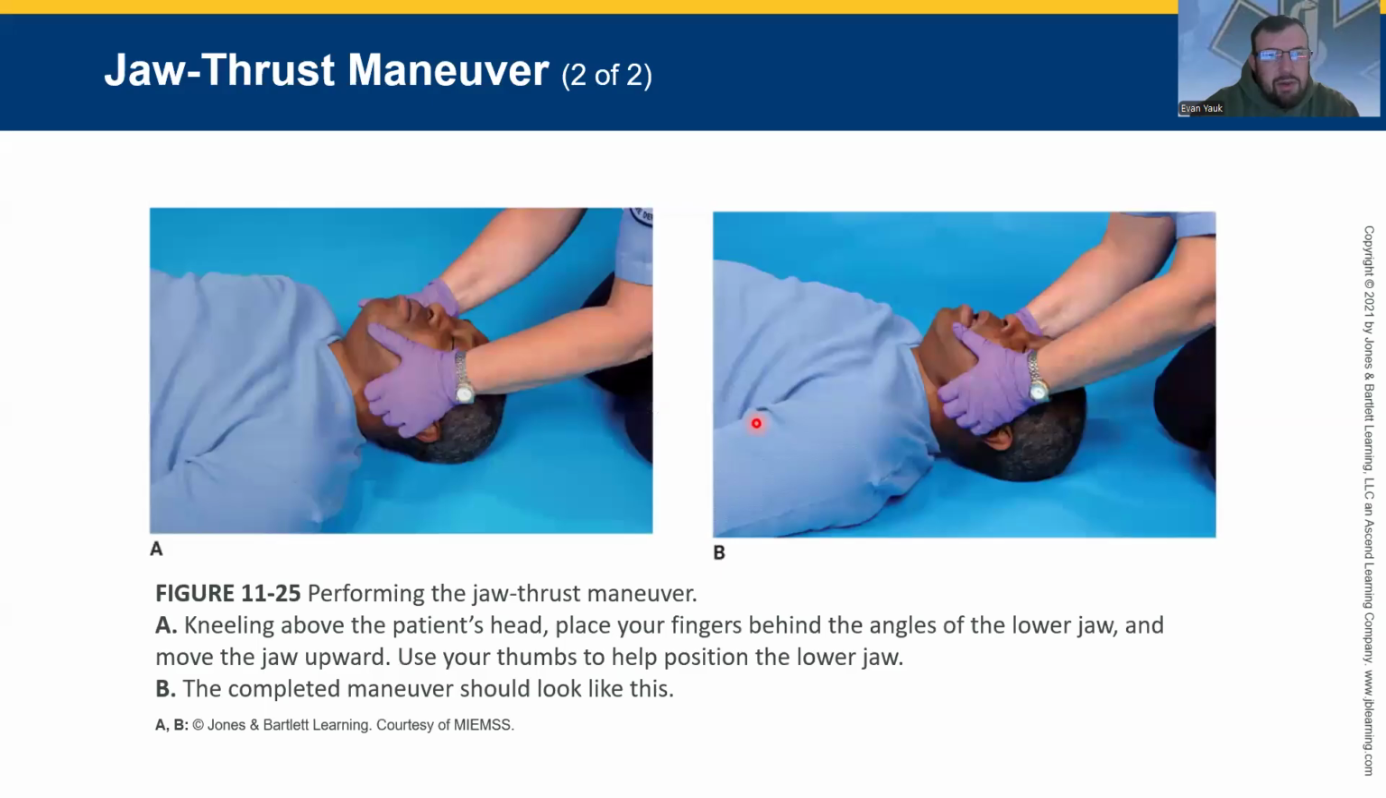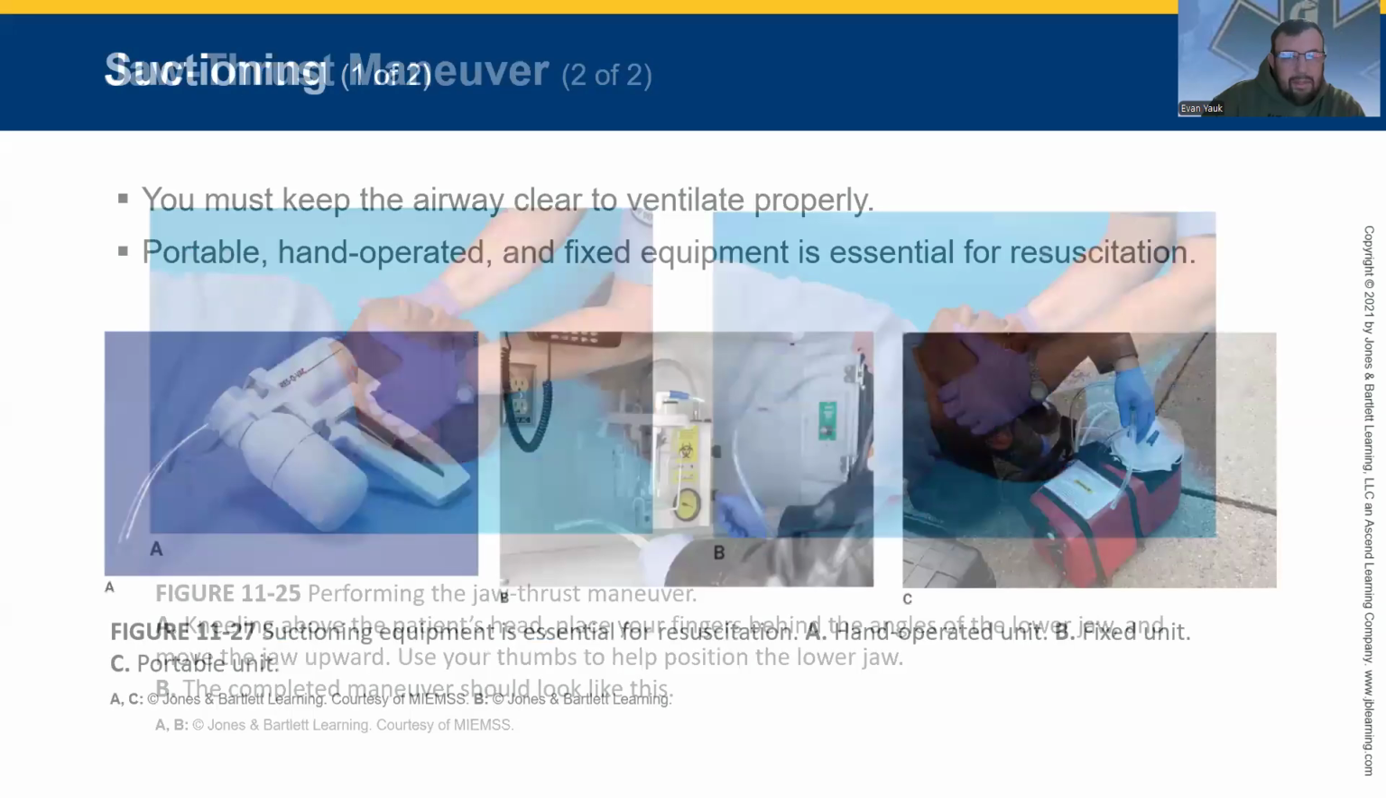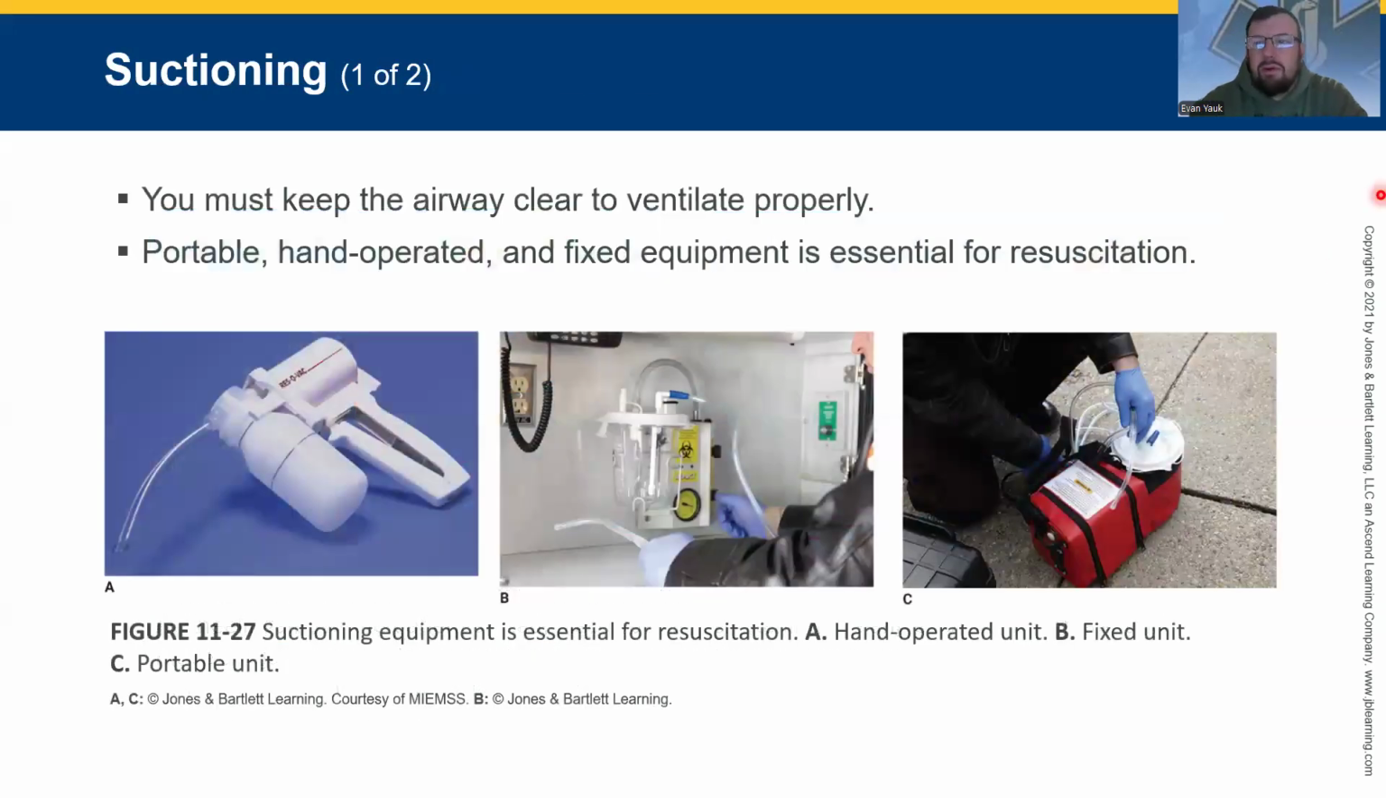So here they're showing that jaw thrust maneuver. Find the angle of the jaw, and they are manipulating the jaw, not the neck at all. So we open that airway and we notice that there's stuff in there. Vomitus, blood, secretions, whatever it might be. You may need to suction that out before we start giving breaths to this patient. So you've got to keep it open all the time.